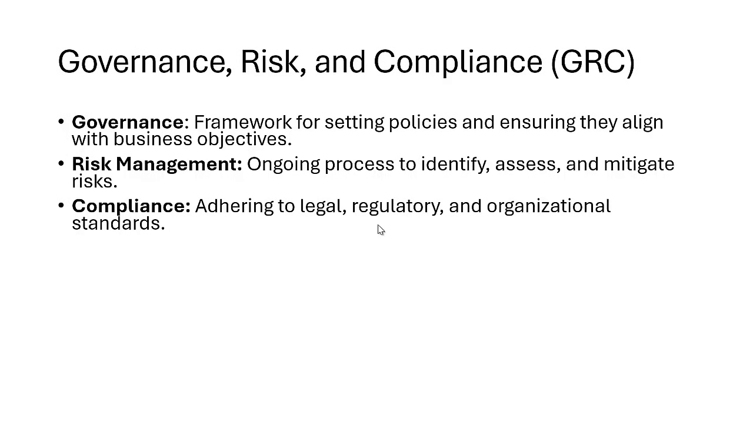processes by which we set the policy and ensure alignment with business objectives. In my previous section, you have seen how governance works. Then we have risk management. Risk management is all about identifying risk and everything so that we are able to treat the risk, reducing the risk to an acceptable level. And finally, we have compliance to the legal, regulatory and organizational standards.